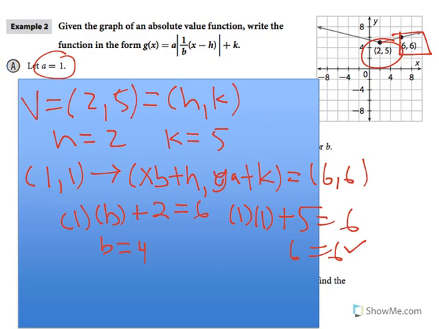So to write our function, we say g of x equals, and a is 1, absolute value, and we're given that b is 4, so we say 1 over 4, parenthesis, x minus 2, close parenthesis, absolute value plus 5.